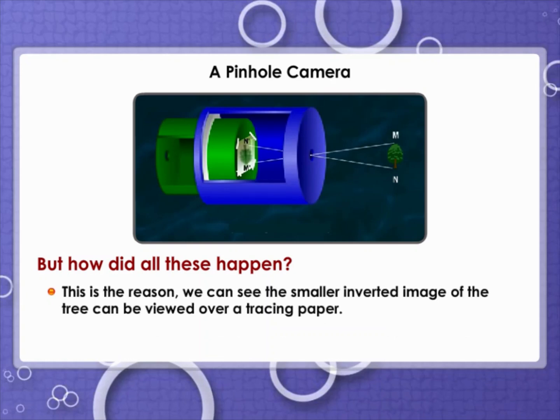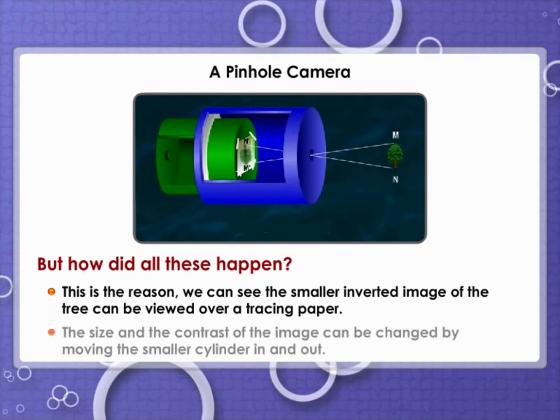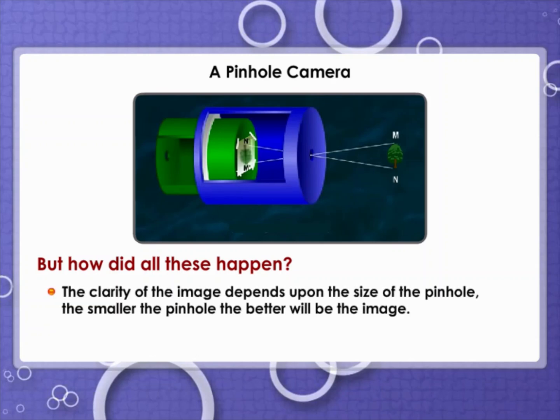This is the reason we can see the smaller inverted image of the tree viewed over the tracing paper. The size and the contrast of the image can be changed by moving the smaller cylinder in and out. The clarity of the image depends upon the size of the pinhole. The smaller the pinhole, the better will be the image.